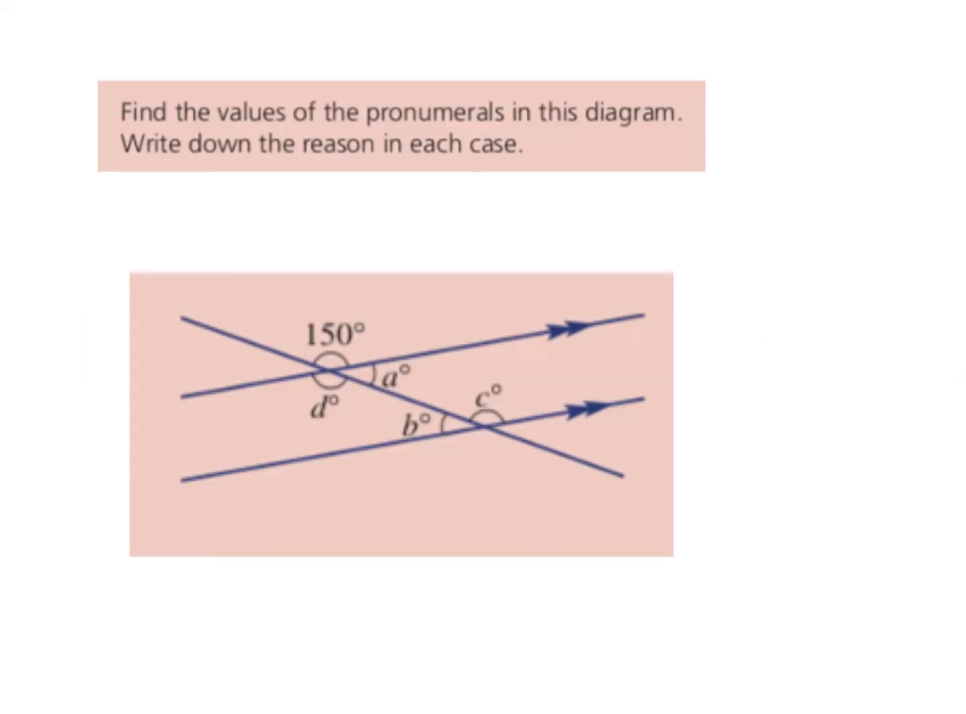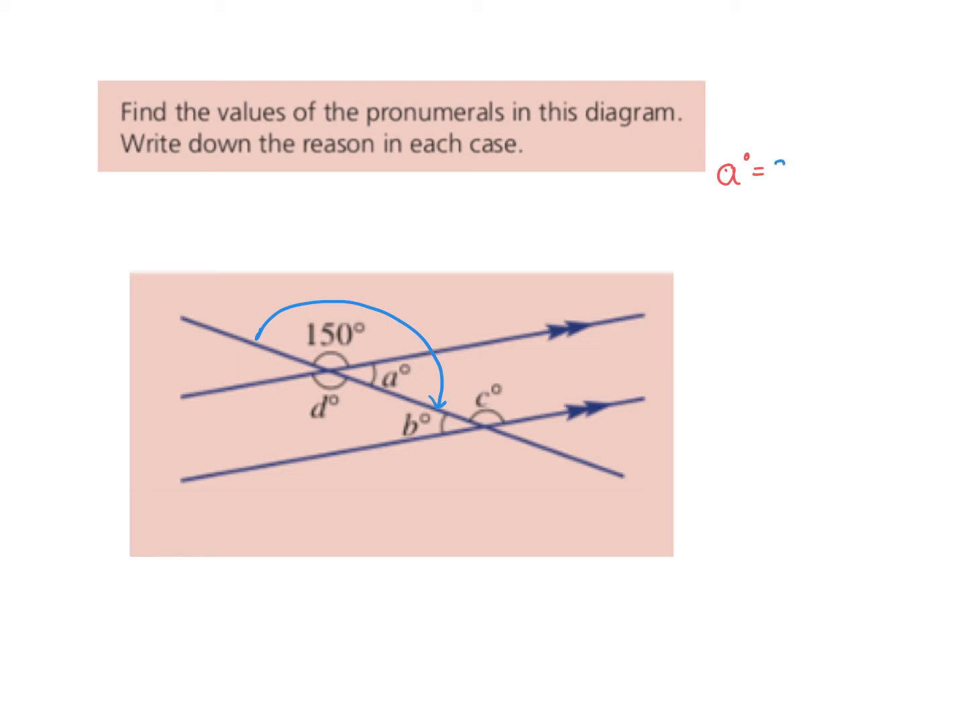So let's go and have a look at the examples, and I'll walk you through some of them. It says find the values of the pronumerals in the diagram and write down the reason in each case. So we'll start with pronumeral A. Can you see there's a straight line here, like that? Yeah? So what will A equal?